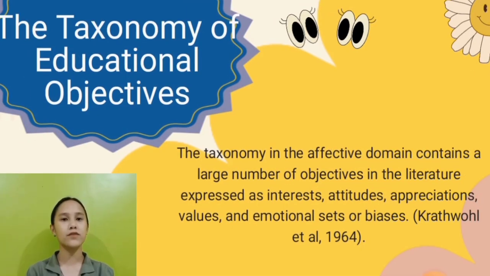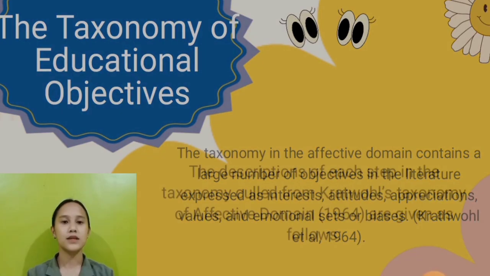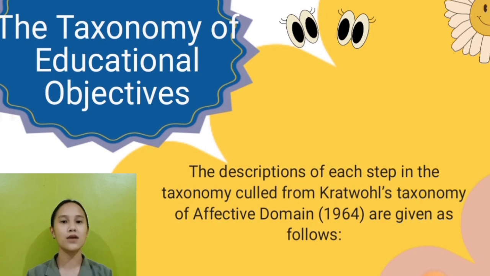The taxonomy of educational objectives. The taxonomy in the affective domain contains a large number of objectives, expressed in the literature as interests, attitudes, appreciations, values, and emotional sets or biases, according to Krathwohl et al., 1964. The description of each step in the taxonomy, called Krathwohl's Taxonomy of the Affective Domain, 1964, is given as follows.